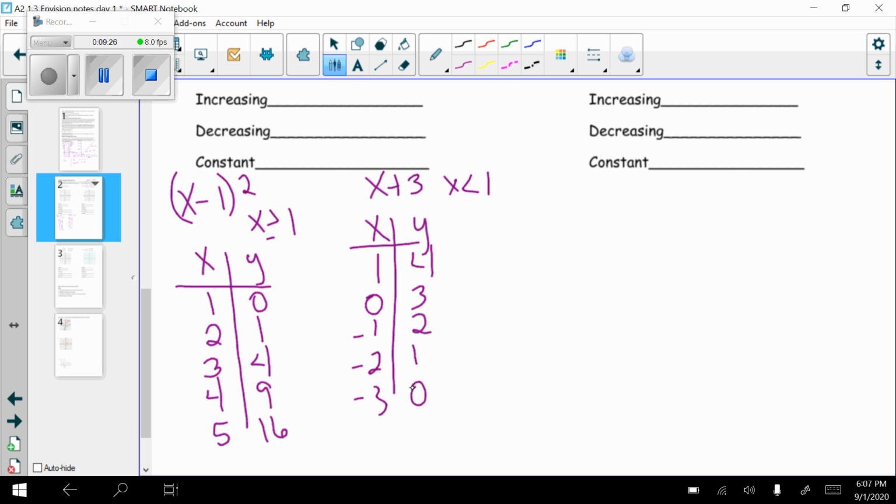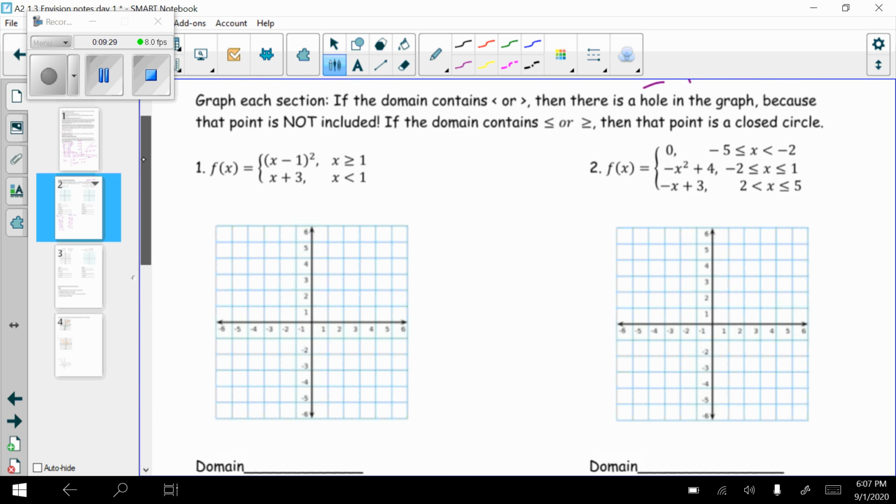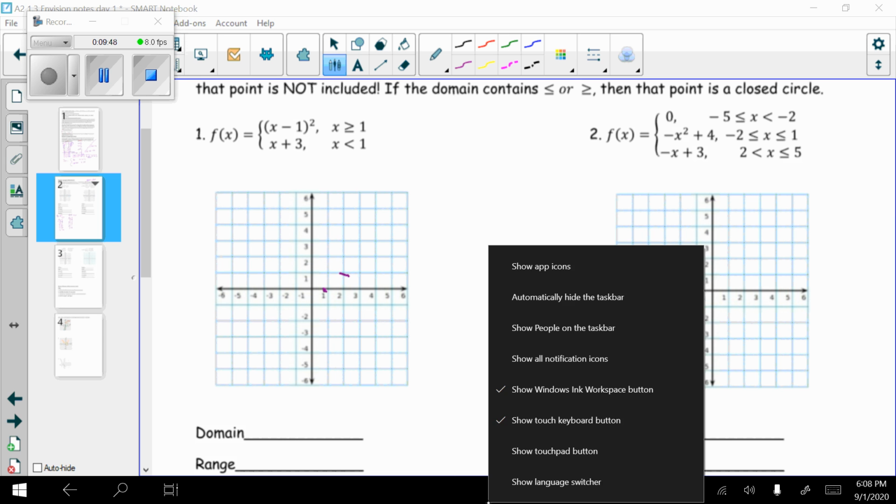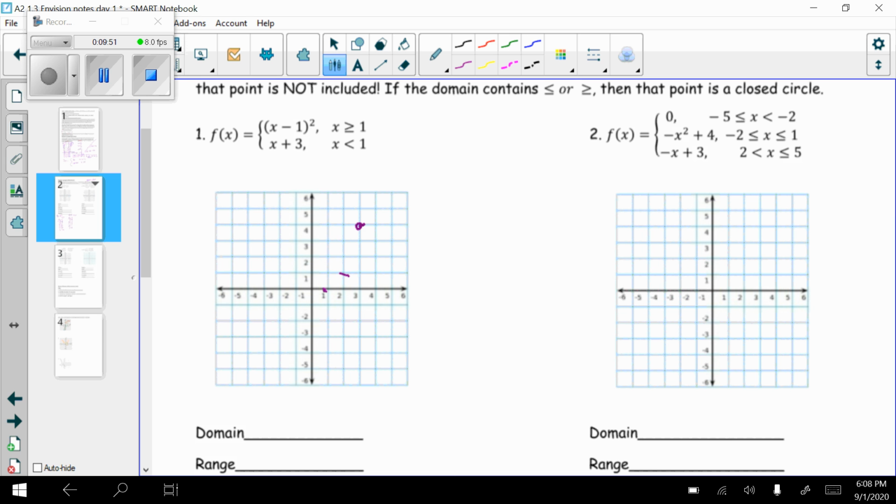So now I want to plot these points. So if I plot the x minus 1 quantity squared, notice it has the equals sign, so it's all closed dots. So the first point, 1, 0. So over 1, 0, closed dot. 2, 1, 3, 4, 4, 9, up here. I know that this is a part of a parabola, so it's going to be U-shaped. So I have this U with my arrow.